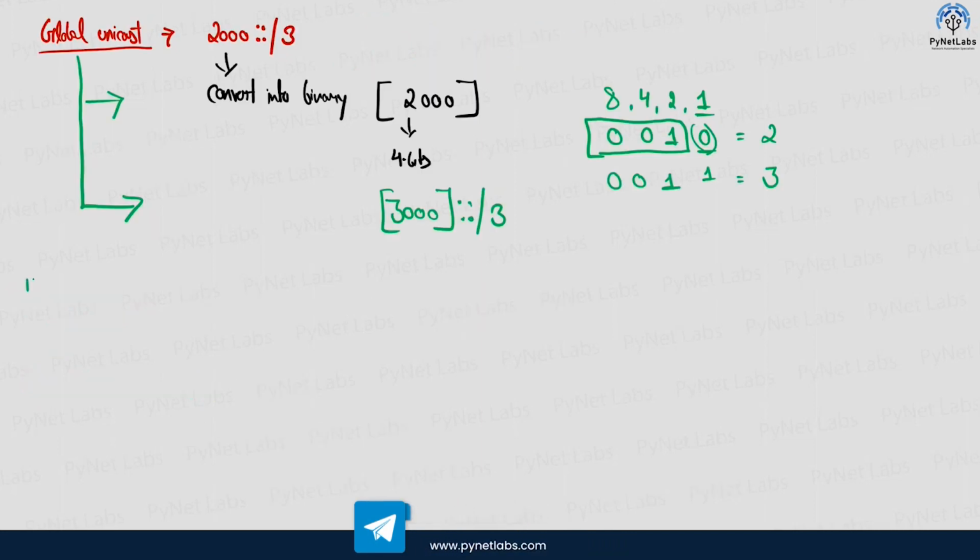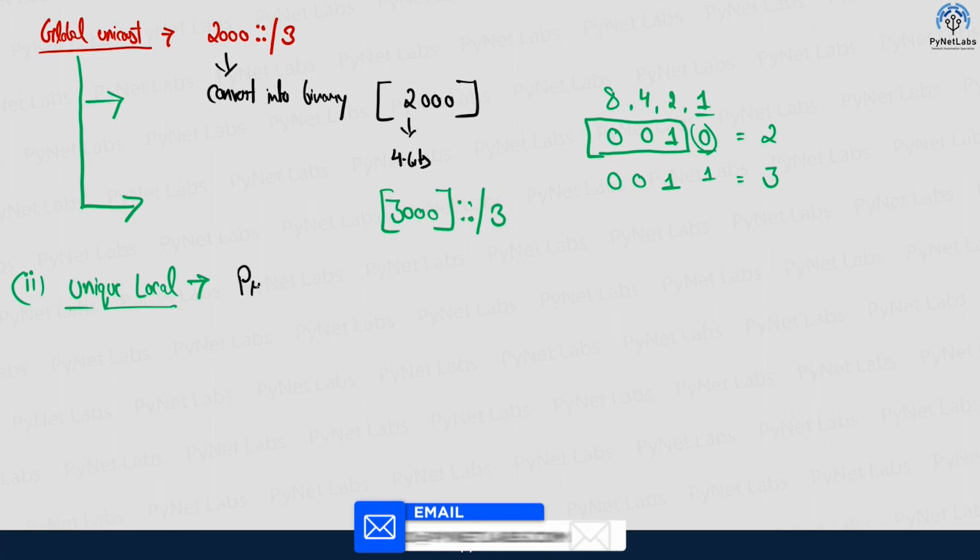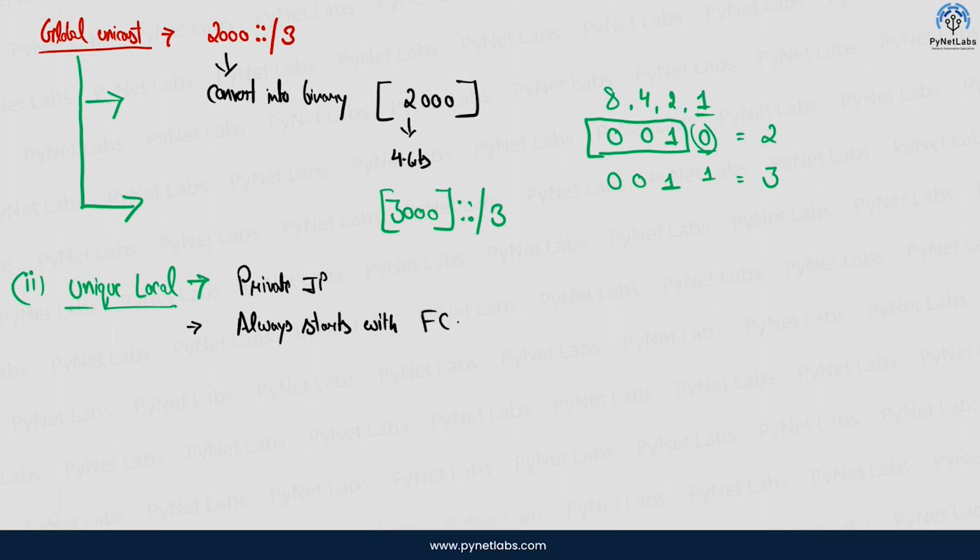Now the second category of unicast address, we call it unique local. This unique local is nothing but the private IP of IPv6, and this private IP always starts with FC or FD. FC00::/7 or FD00::/7. So unique local IP starts with FC00 or FD00, where /7 are constant bits. /7 is equal to constant as per IANA. So this is one thing. Any address which starts with FC or FD is considered as a unique local address.